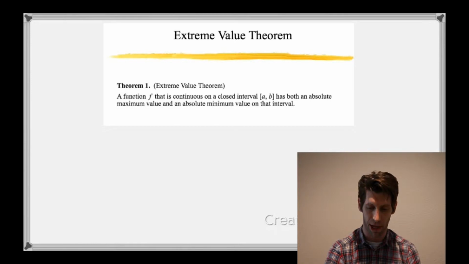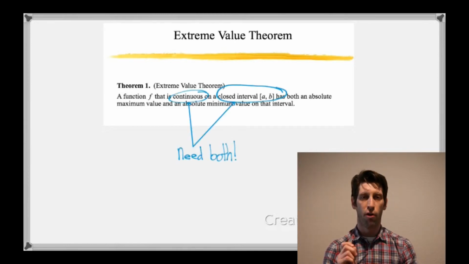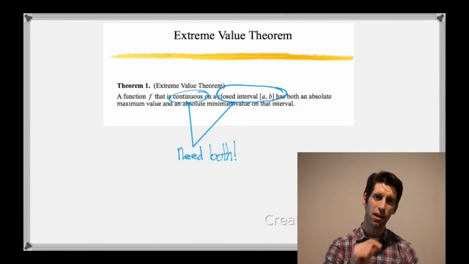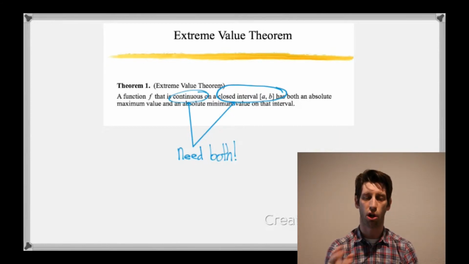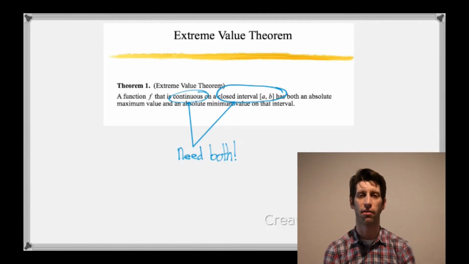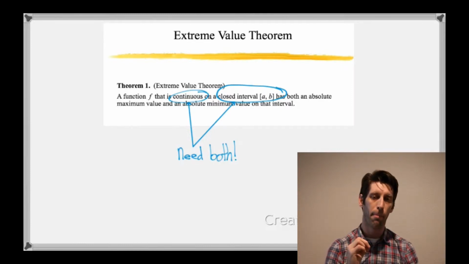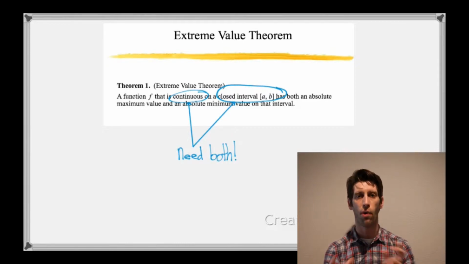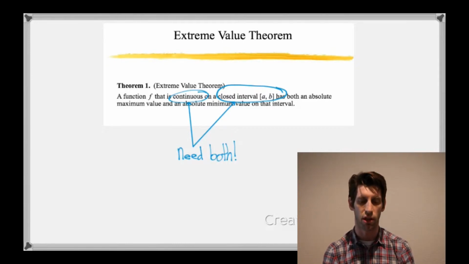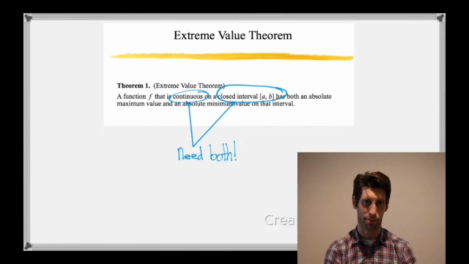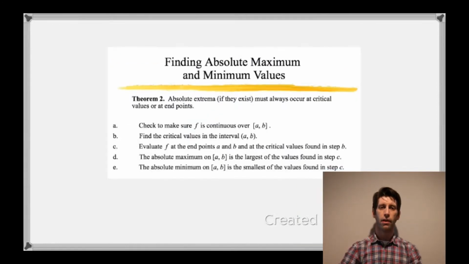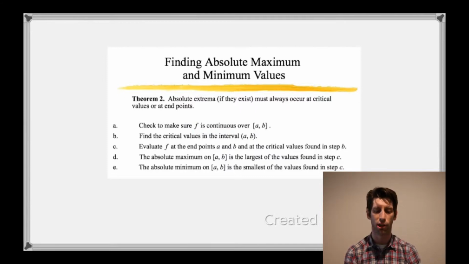You'll notice a few things about this. You need both continuity and a closed interval on which to work. Notice the brackets on the ends of the interval, so we include the endpoints. But we also need the function to be continuous. If you don't have both of these conditions, there's no guarantee that you'll have any absolute maxima or minima. This theorem gives us a way to find absolute maxima and minima of a function on a closed interval. Absolute extrema, if they exist, must always occur at a critical value or possibly at an endpoint of a closed interval.